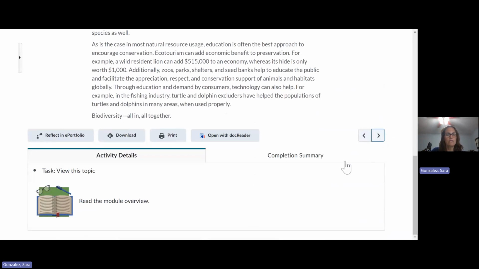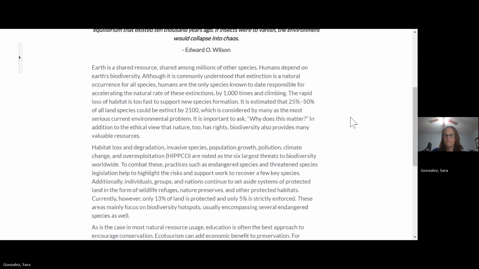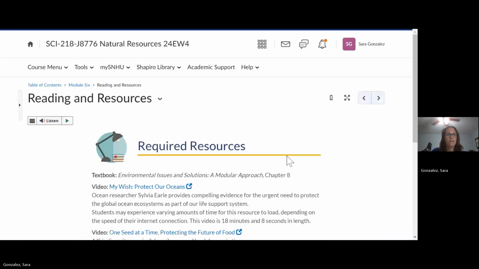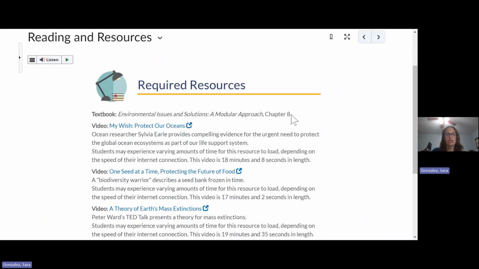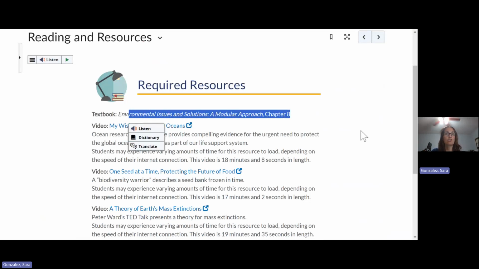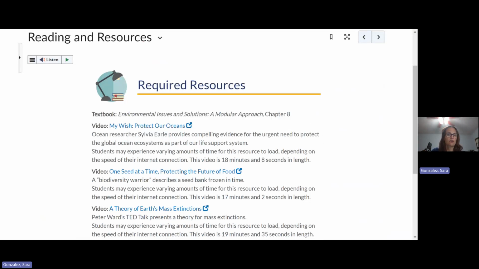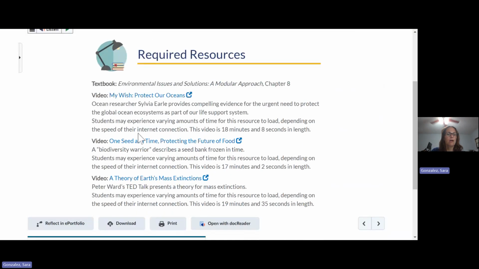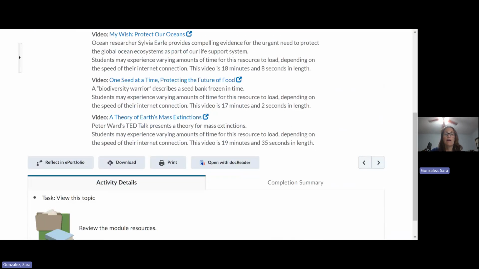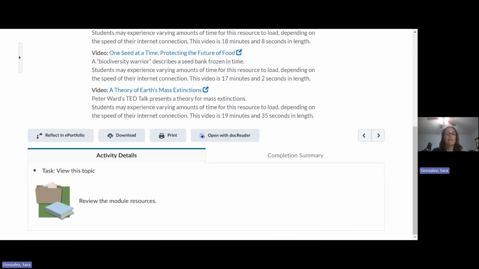For your readings this week, make sure you take a look at Chapter 8. We're looking at a modular approach here, of looking at biodiversity. A couple of videos to watch. So one is called My Wish from ocean researcher Sylvia Earle, looking at protecting our oceans. Another one is looking at the biodiversity warrior, one seed at a time. And then a TED Talk looking at the theory of Earth's mass extinction.